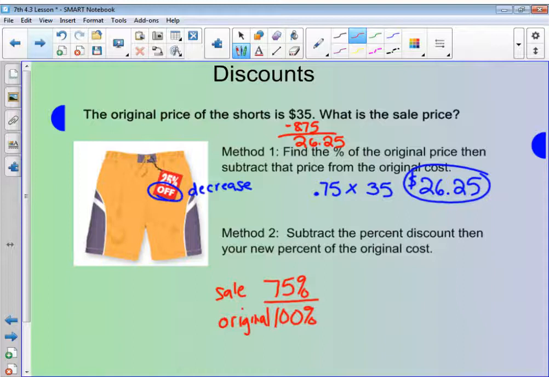Okay, and my information here, $35 was the original. And then I'll cross multiply, divide. And when I do that, I still get $26.25. You have to decide for you what you're most comfortable with.